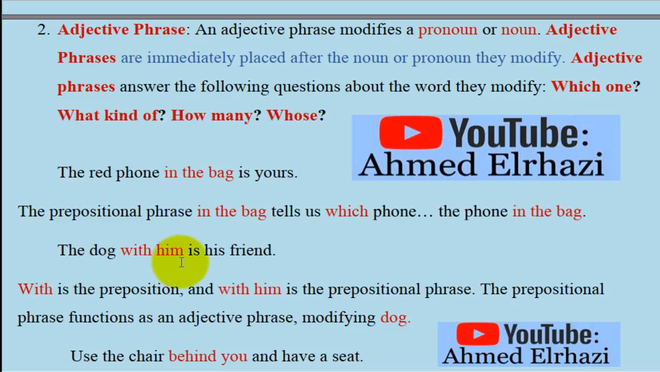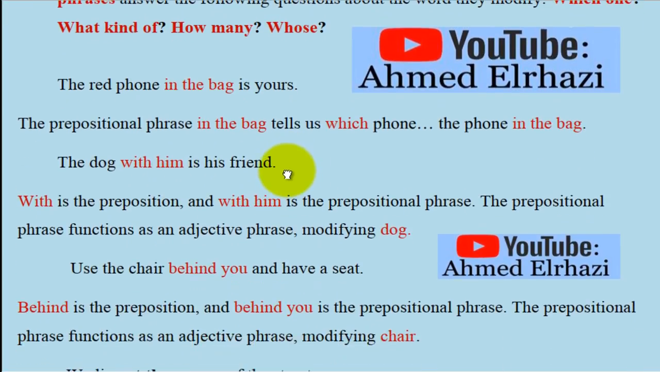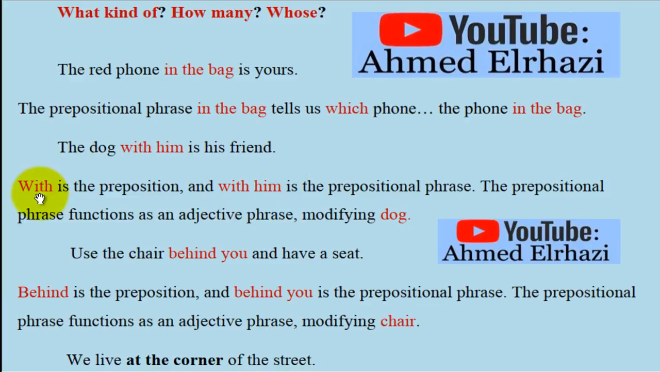The dog with him is his friend. With is the preposition, and with him is an object: a personal pronoun used as an object. As we said, it can be a noun or a pronoun. Here it is a pronoun used as an object: him. With him is the prepositional phrase. The prepositional phrase functions as an adjective phrase. Why? Because it modifies the word dog. Which dog? The dog with him.